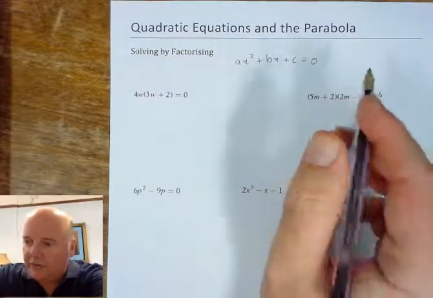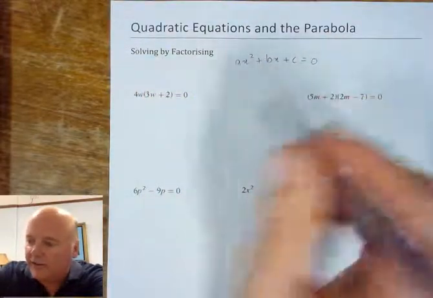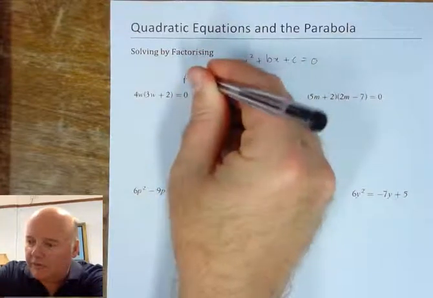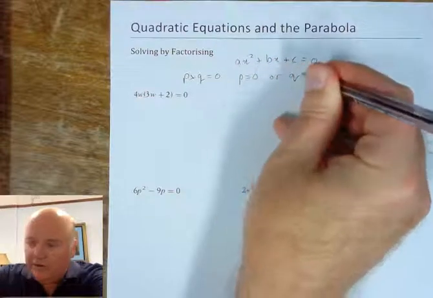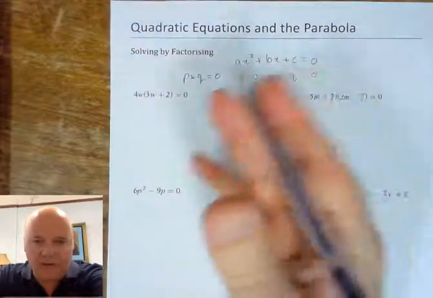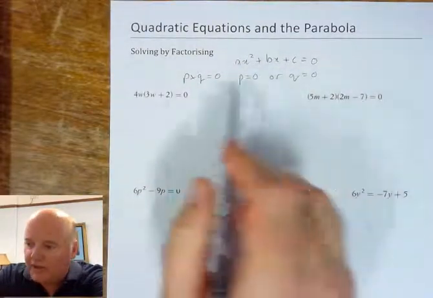So the first thing we're going to do is factorise. Now, when we factorise and solve quadratics, we're using the idea that if p times q equals 0, then either p equals 0 or q equals 0. So it's got to be equal to 0, it can't be equal to some other number. You'll notice with most of these, they're always equal to 0. So we're using this property to try and solve them.